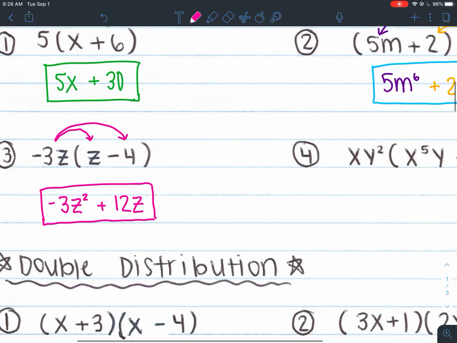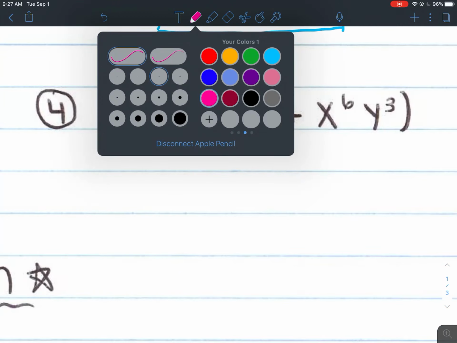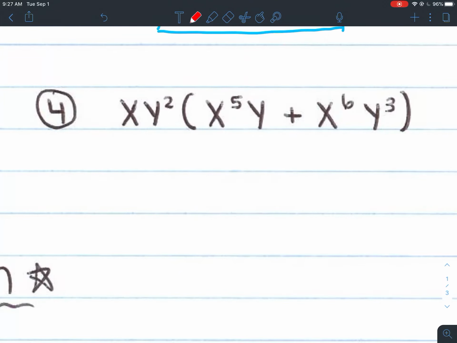I'm going to be careful with those. Okay, now this one looks a little bit tricky. When you're multiplying stuff like this, you can only multiply things that are like with each other. So you're going to do the same exact thing, you're going to distribute in.